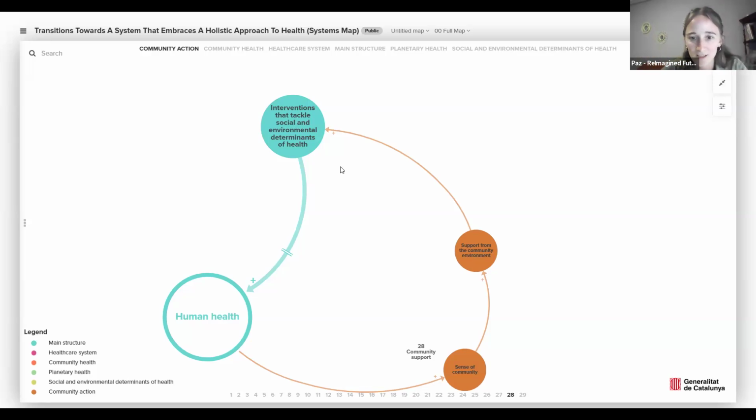So these are the regions, and this is the whole map. I don't know if you have any questions.